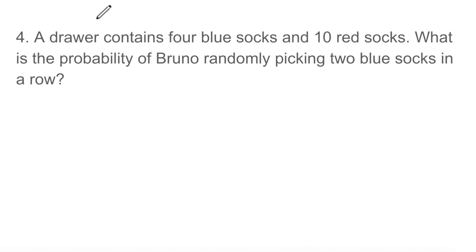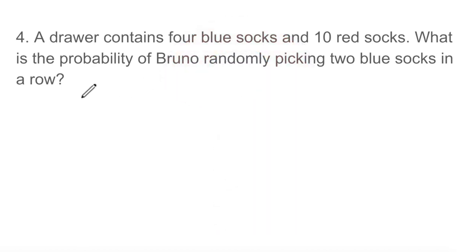Number 4, a drawer contains 4 blue socks and 10 red socks. What is the probability of Bruno randomly picking 2 blue socks in a row? Well, first, let's figure out what is the probability of him picking 1 blue sock, which is the number of winning outcomes divided by the number of total outcomes. Okay, well, there are 4 blue socks, so the 1 blue is going to be 4.